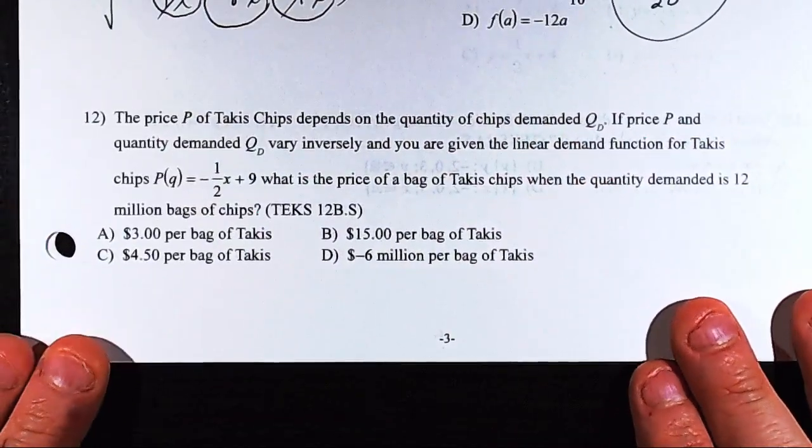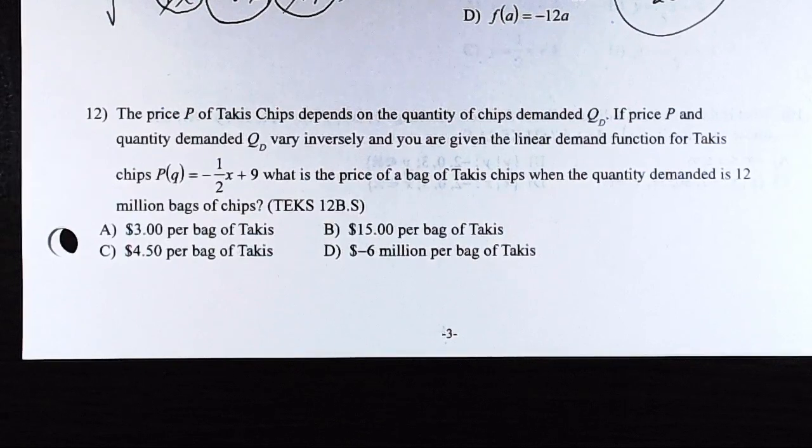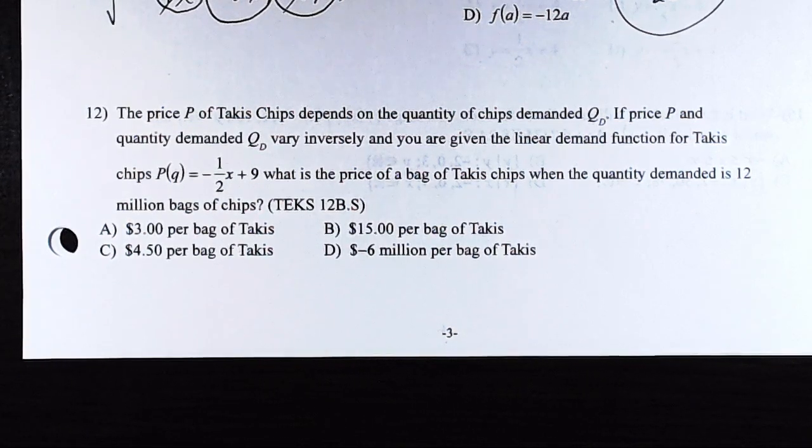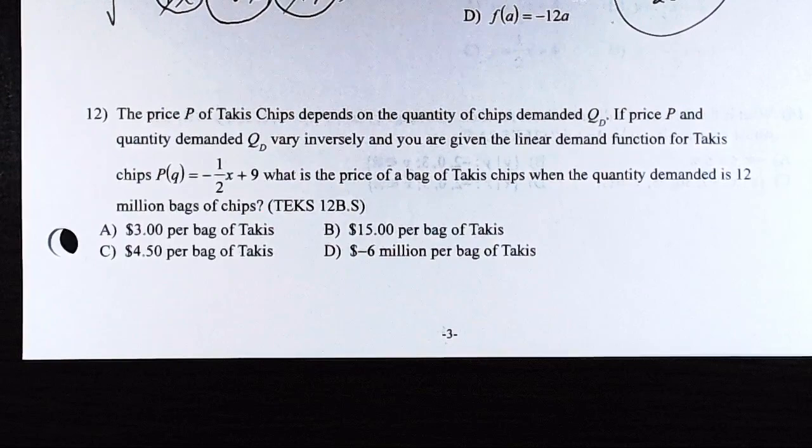Number 12. The price P of Takis chips depends on the quantity of chips demanded. If price P and quantity demanded QD vary inversely and you are given the linear demand function for Takis, P of Q equals negative 1/2 X plus 9, what is the price of a bag of Takis chips when the quantity demanded is 12 million bags of chips? All right.